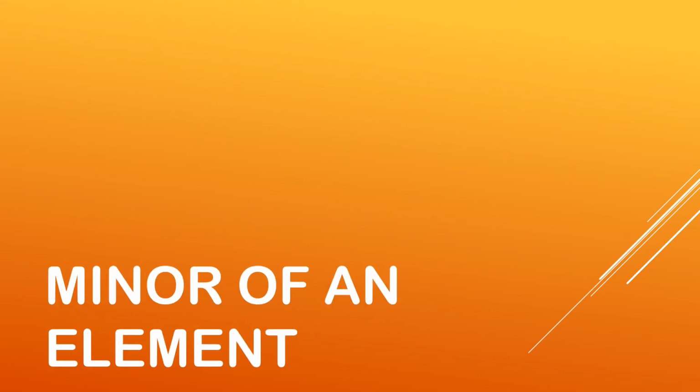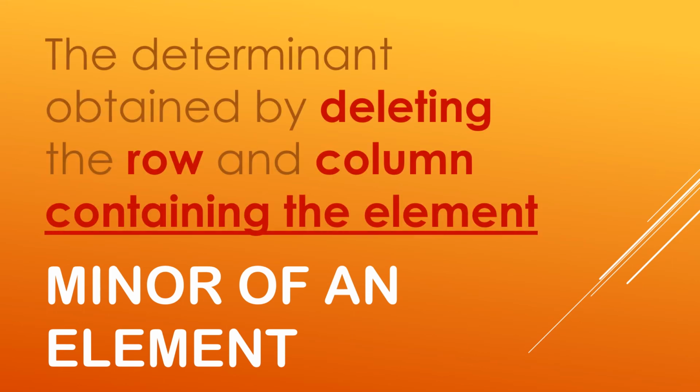Now, let us see what is the minor of an element. The determinant obtained by deleting the row and column containing the element is called the minor of an element.